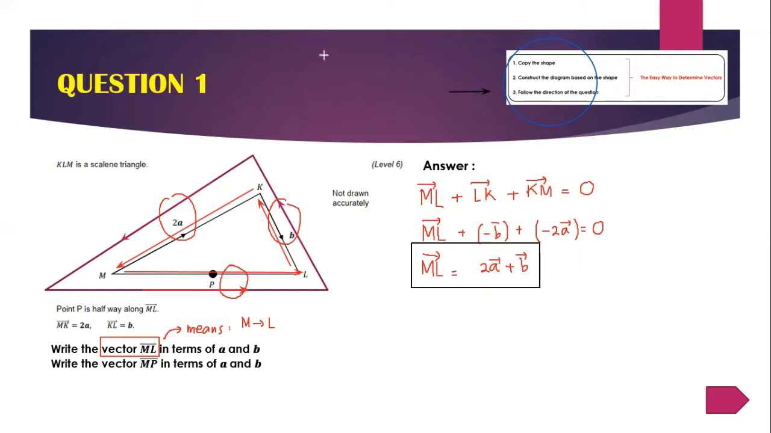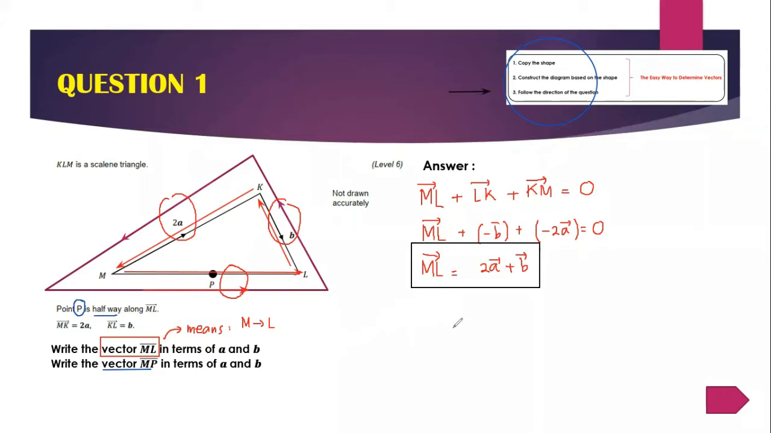The next question is write the factor MP. Okay, write the factor MP. Now please take a look at the diagram on your screen. MP, right? Point P here, this one, point P is halfway along ML.